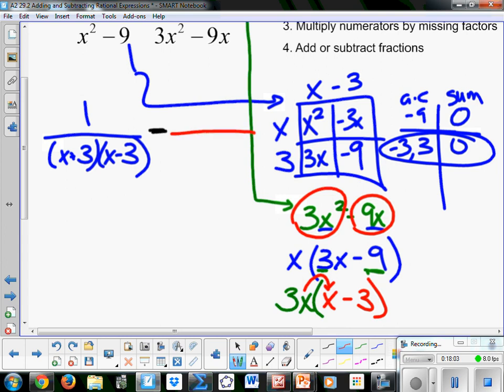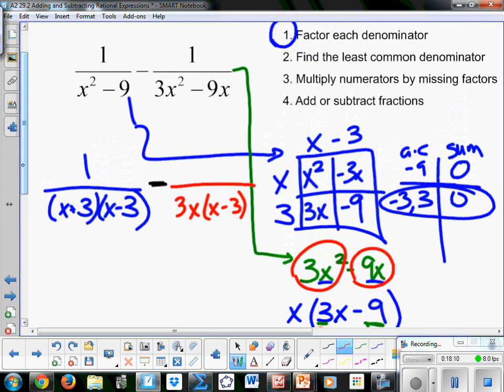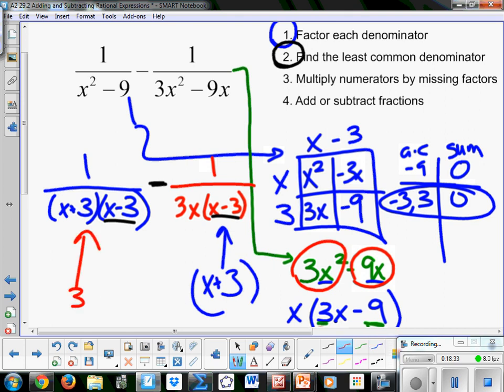So these are going to be my factors of my denominator. I have 3x times x minus 3, and that is underneath a 1. Okay. Now, I need to find my least common denominator. That's the next step here. Well, I've got an x minus 3 over here and an x minus 3 over here. But what I'm missing from this side is an x plus 3 that I need to add in. And over here, I'm missing a 3x.